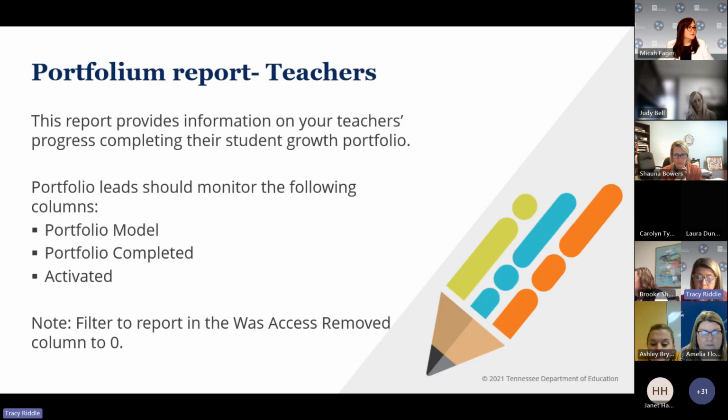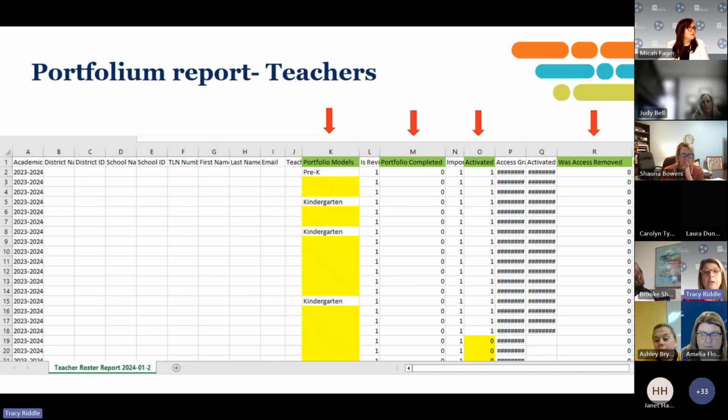Before you start monitoring this report, be sure that you have filtered your report and that you have gone to the was access removed column and filtered to 0. 0 means those teachers have not been removed. Any teacher that was on your original roster that you have removed for any reason will have a 1 in the was access removed column, and you do not want to look at that data.